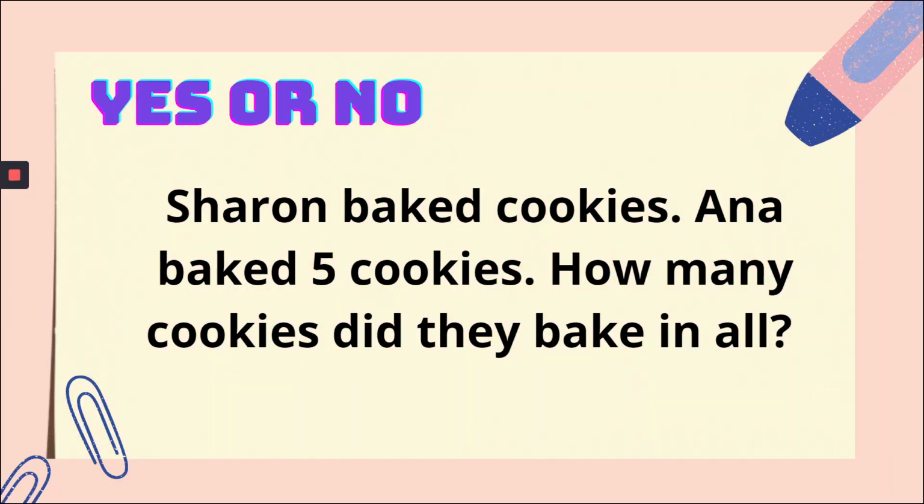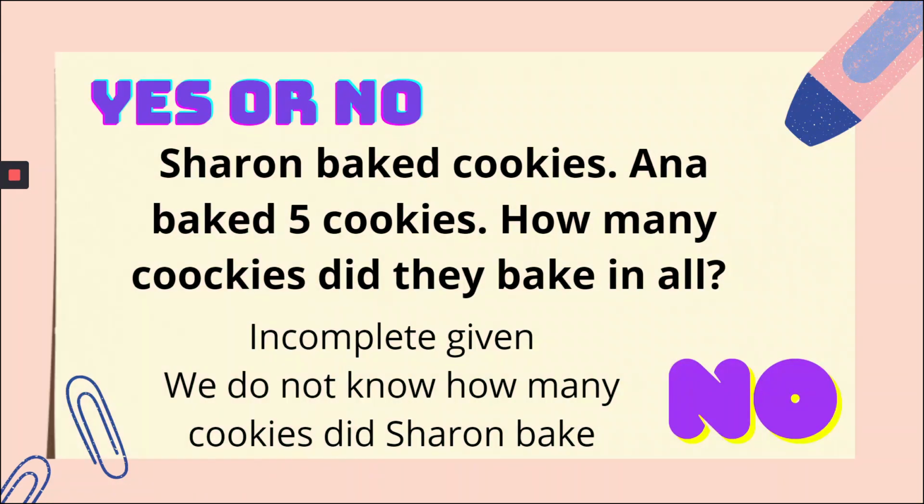Next, Sharon baked cookies. Anna baked 5 cookies. How many cookies did they bake in all? There is a question. Anna baked 5 cookies. But what about Sharon? So no, right? It has incomplete data. The given are not complete. We do not know how many cookies Sharon baked, so we cannot find the answer. We cannot complete our solution.